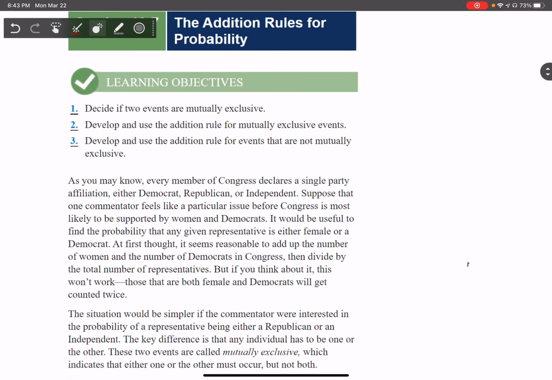So, as you may know, every member of Congress declares a single party affiliation, either Democrat, Republican, or Independent. Suppose that one commentator feels like a particular issue before Congress is most likely to be supported by women and Democrats. It would be useful to find the probability that any given representative is either female or a Democrat. At first thought, it seems reasonable to add up the number of women and then add up the number of Democrats in Congress, then divide by the total number of representatives. But if you think about it, this won't work. Those that are both female and Democrats will be counted twice.